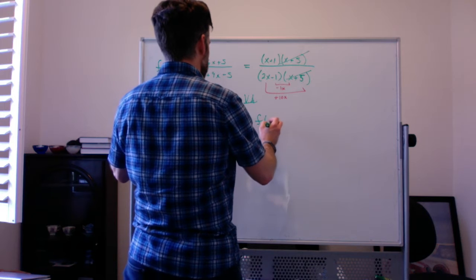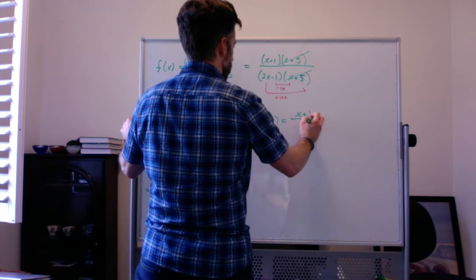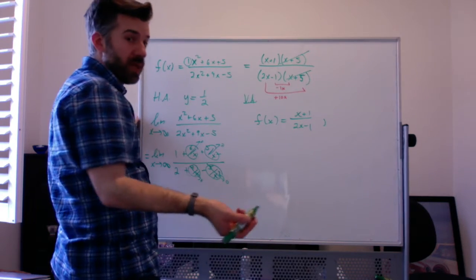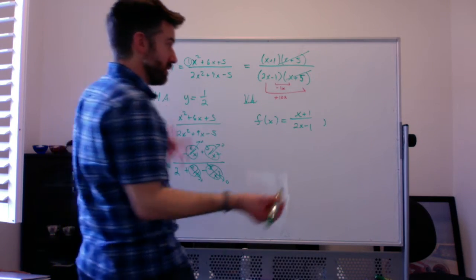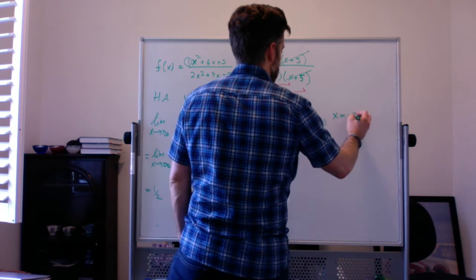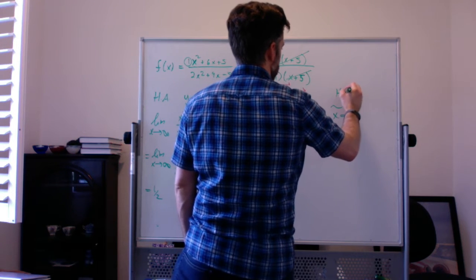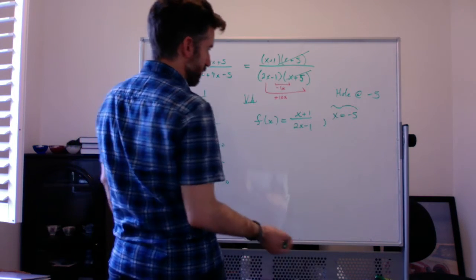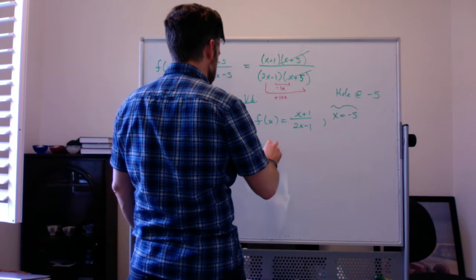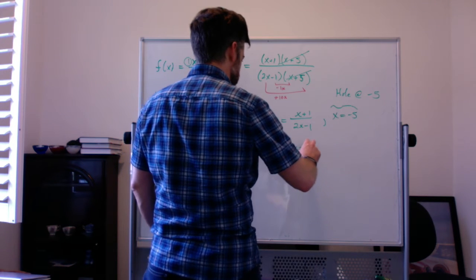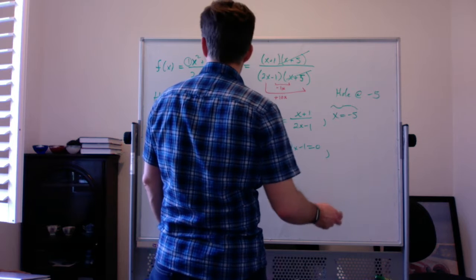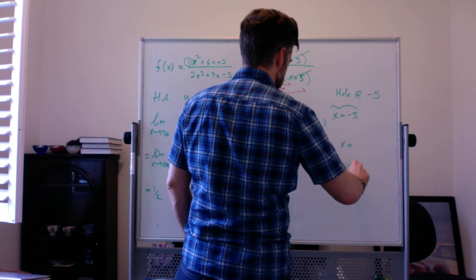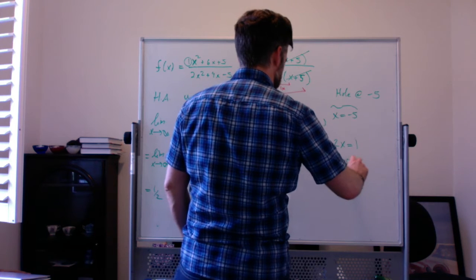My function is x plus 1 over 2x minus 1, except we know that x wasn't allowed to equal negative 5, because if x was negative 5, we'd have 0 over 0. What we actually have is a hole at negative 5. So we end up with the function x plus 1 over 2x minus 1, which has a vertical asymptote when the denominator is equal to 0, which is at 2x equal to 1, x equal to positive 1/2.